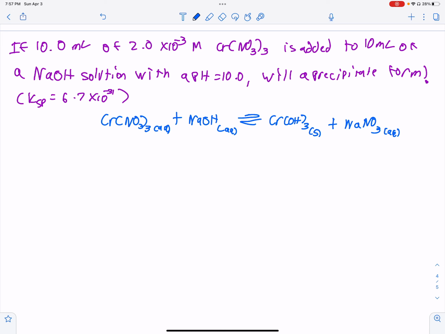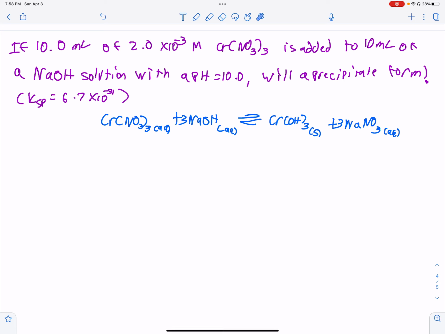One other thing we have to deal with is this isn't balanced. I have 1 nitrate here and 3 over there. So I'm just going to put a 3 in front of there. That messes up the sodium over here, so I'll put a 3 there. And that ended up fixing our hydroxide dilemma, so we're good.